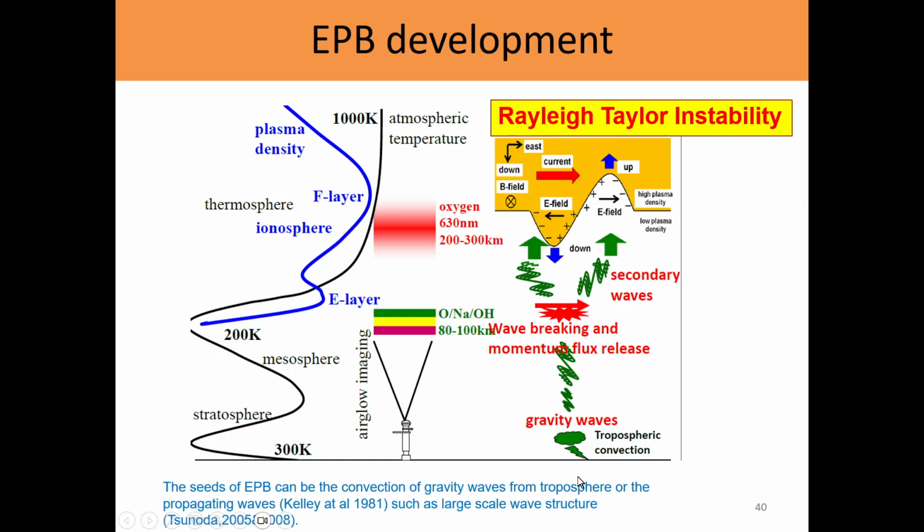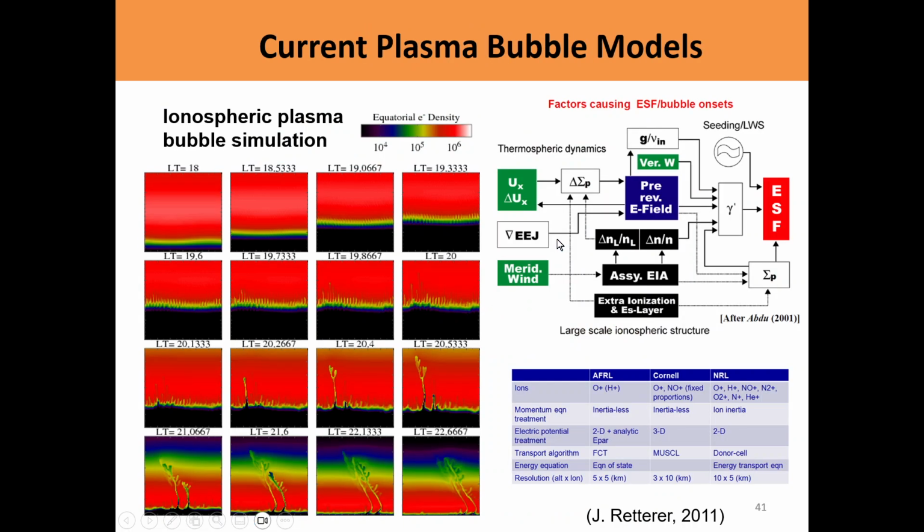This is a similar picture that combines all this together. It talks about how gravity waves come up, and then at the E layer you have secondary waves, and then it starts to affect the bottom side of the ionosphere. Similar picture. Some papers try to simulate this type of bubbles. For example, the work by Retter is a simulation of bubbles in these layers. Another work is from Japanese researchers. What is his name?